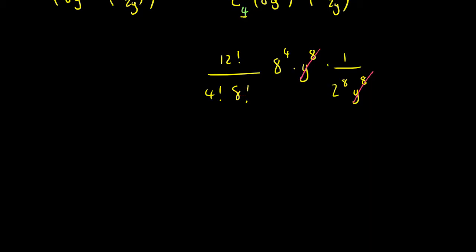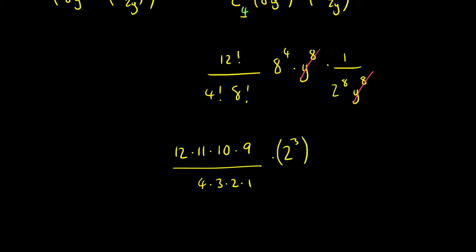So the terms are going to cancel off, and I'm just going to be left with 12 times 11 times 10 times 9. And on the bottom, I'm going to have 4 times 3 times 2 times 1. Okay, 8 is the same thing as 2 to the power 3, right? So I've got 2 to the power 3 to the power 4. And on the bottom, I'm going to have 2 to the power 8.